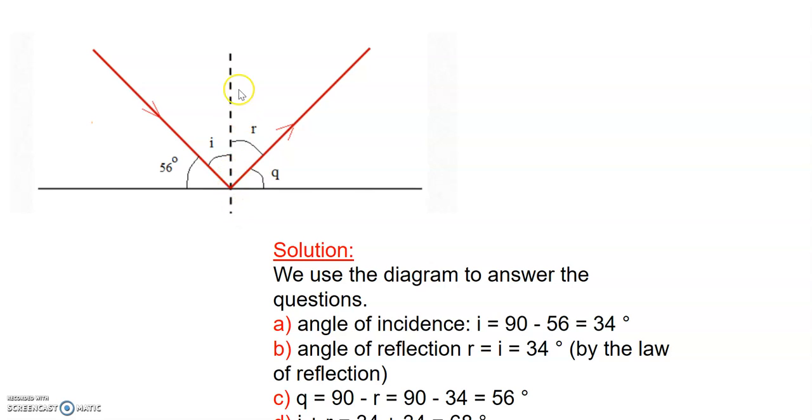As I said, this normal is perpendicular to the surface. That means the angle between the normal and the surface, the total angle, is 90 degrees. And this angle is given as 56 degrees. So from the diagram, the total is 90 degrees and this much is 56 degrees, so I will be 90 minus 56, that is 34 degrees. Now how will you find the angle of reflection? By the law of reflection, we know the angle of incidence is equal to the angle of reflection. So I equals R, which is 34 degrees.